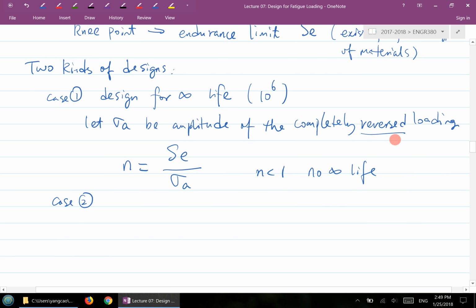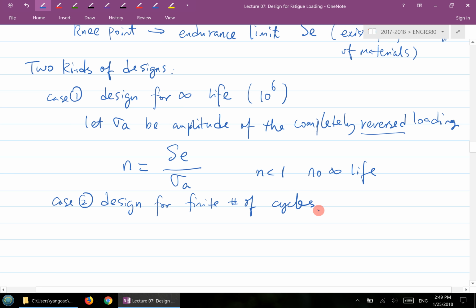And the second case: this type of design is different from static loading. You could also design for a finite number of cycles, and that's also very common.